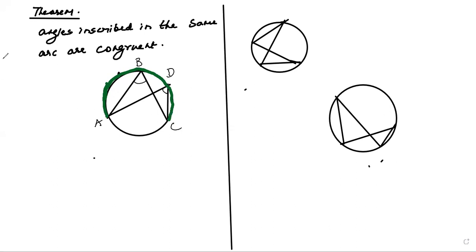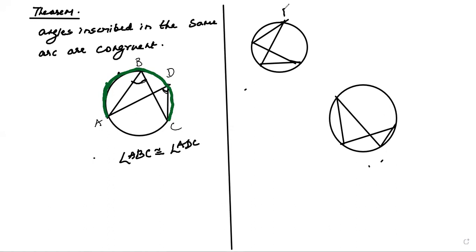Or I'll simplify, children. Remember one thing, children. These are angles inscribed in the same arc. Like angle ABC is inscribed in arc ABC. Angle ADC is inscribed in arc ADC. But arc ABC and arc ADC are different names of the same arc. That means these are angles inscribed in the same arc. The moment you see angles inscribed in the same arc, you can always say angle ABC is congruent to angle ADC.